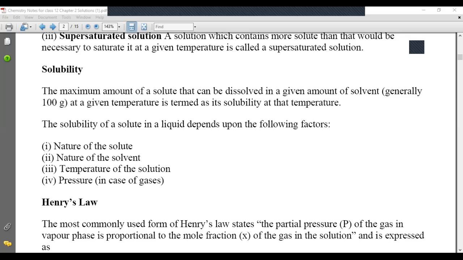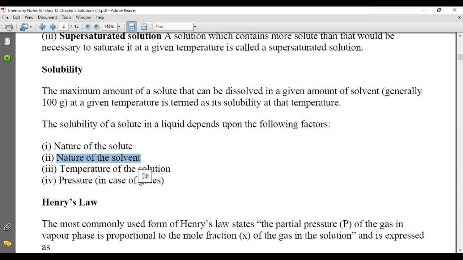The second factor is nature of the solvent. For this point, you can cite the same example. When ionic solutes are put into a particular solvent, and if solvent is polar in nature, then ionic solute can pass easily into the solution. The third factor is temperature of this solution.